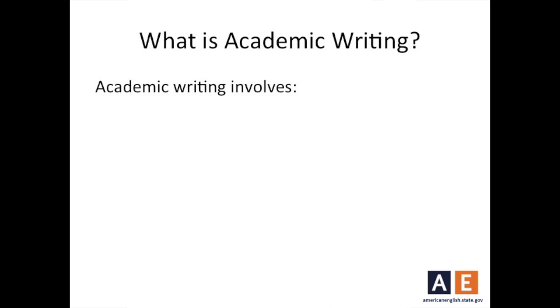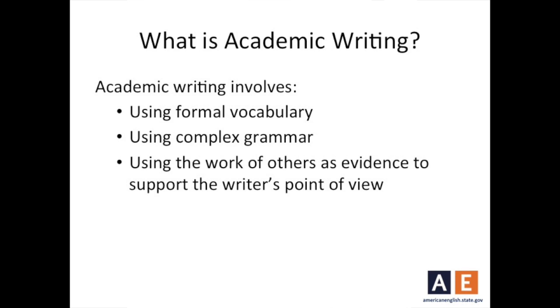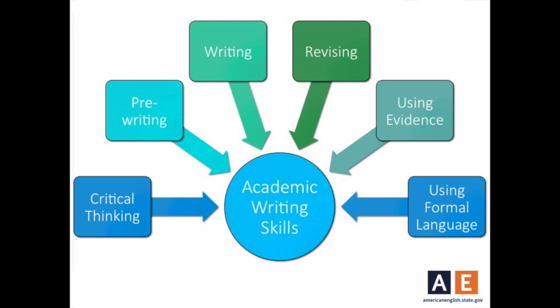There are many characteristics of good academic writing, including using formal vocabulary and more complex grammar, using the work of others as evidence to support the writer's point of view, responding to a question that includes specific requirements, and, most importantly, writing clearly. As we can see here, there are many other skills that writing instructors must teach their students. These are only a few of the major skill areas that writers should be familiar with, and each of these skill areas can be divided into individual skills.